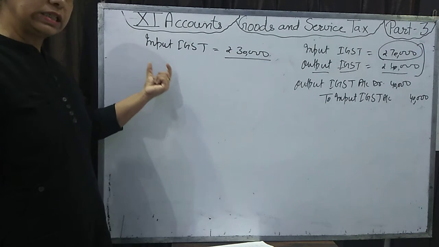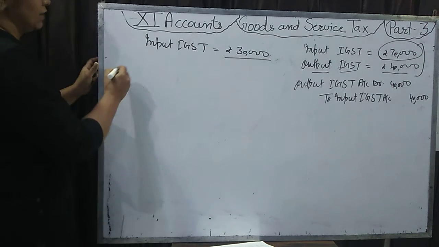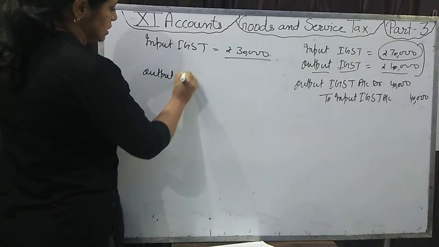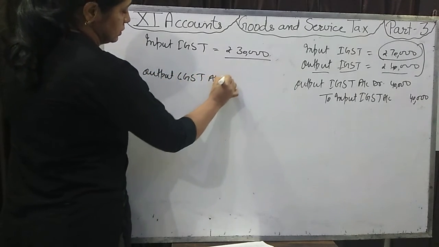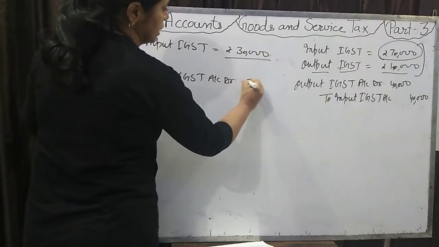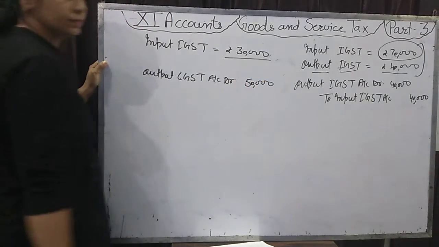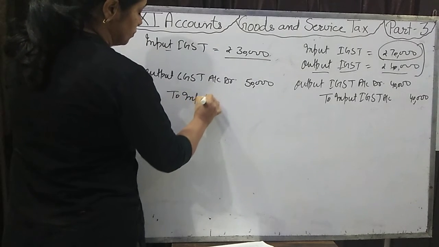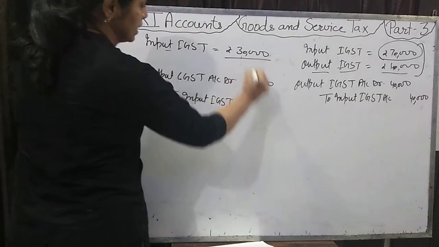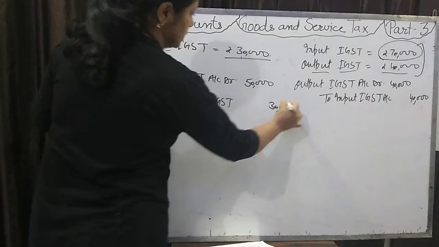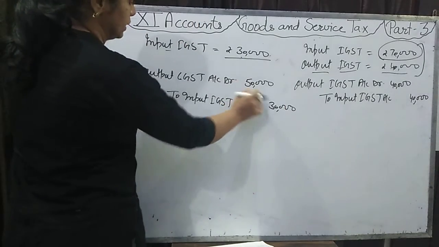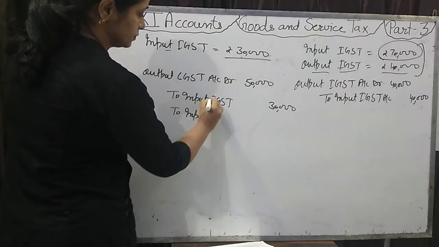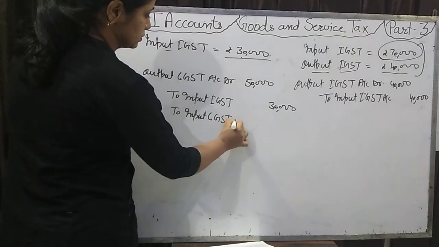First of all, we will adjust CGST. Okay, if we are having output CGST, total 50,000 output CGST, that we will adjust from input IGST. How much balance of input IGST are we having? That remaining 20,000 we will adjust from input CGST.